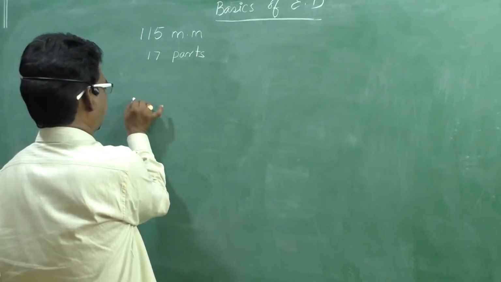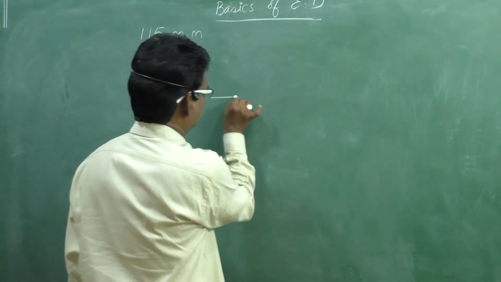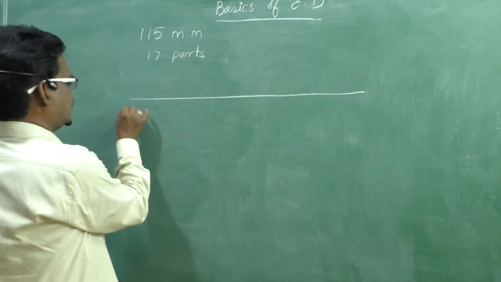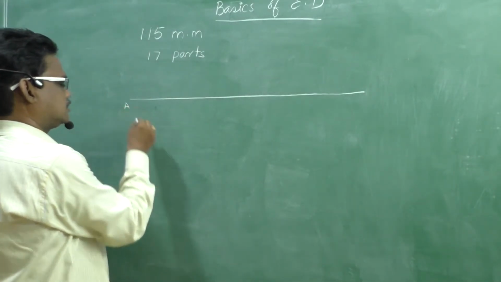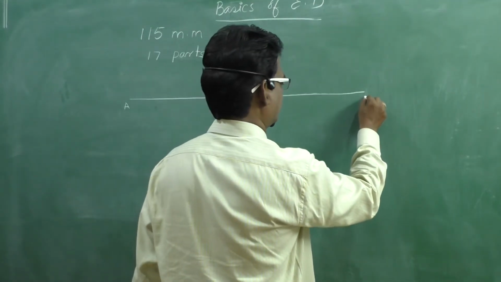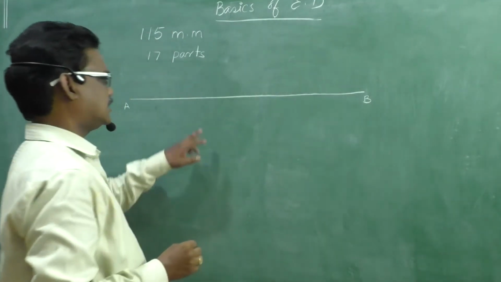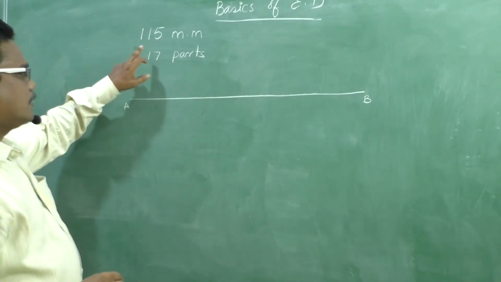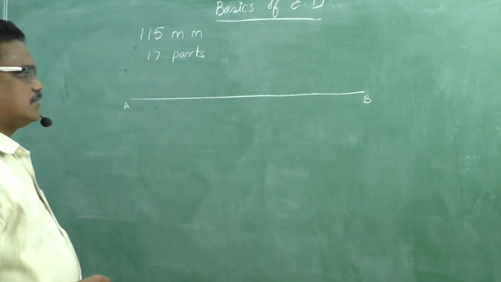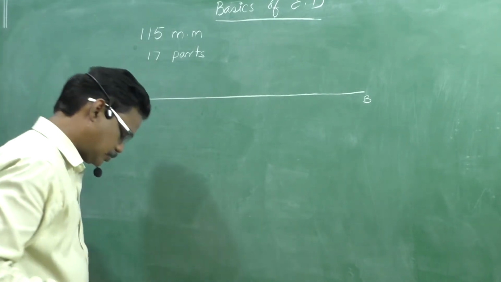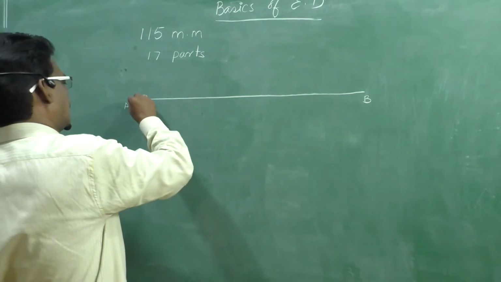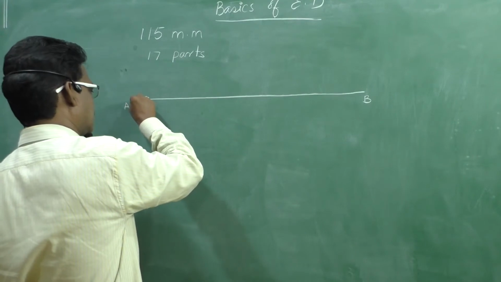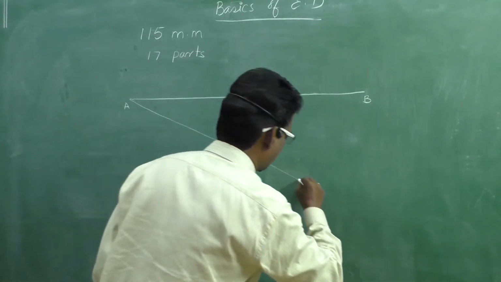First consider a line of length equal to 115 mm. This line we can name as AB. This is AB line and its length is equal to 115 mm. Now we want to divide this line into 17 parts, and those parts need to be equal. For that purpose, draw a constructional line. Constructional line is a thin line.